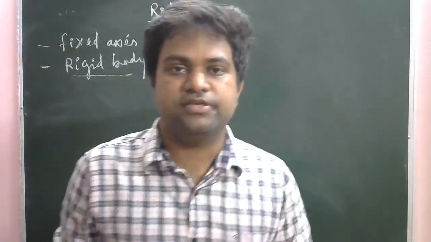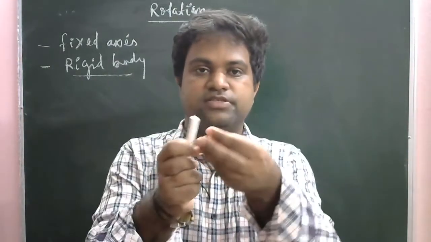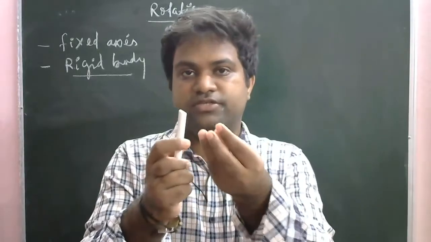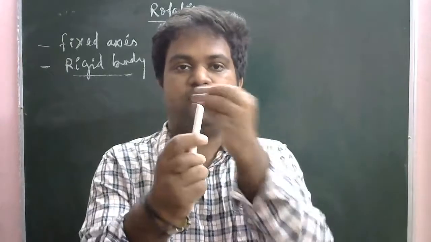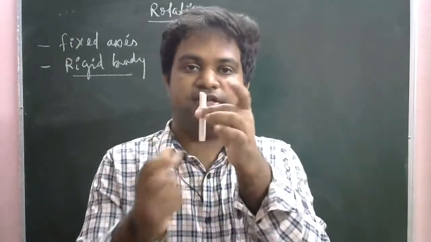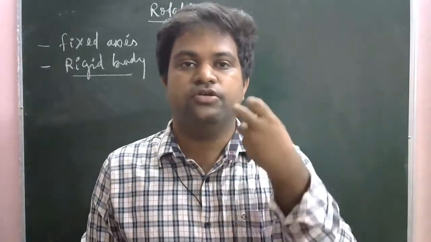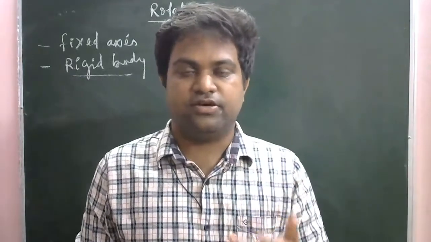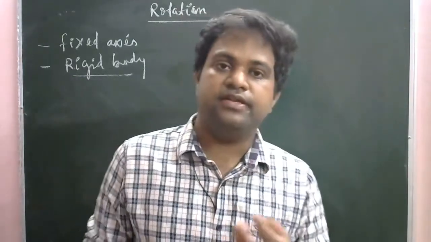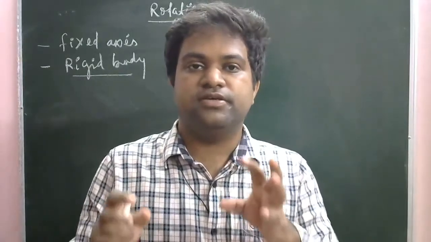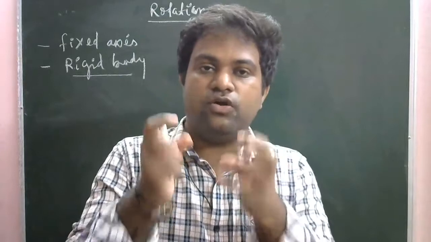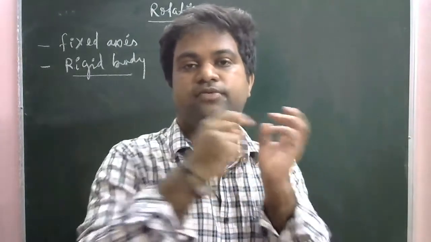So what is a fixed axis? Fixed axis means the rigid body will revolve about a fixed axis. That fixed axis is called the axis of rotation or fixed axis. Then what is a rigid body? Rigid body means the body which, all of it, will revolve around that axis.